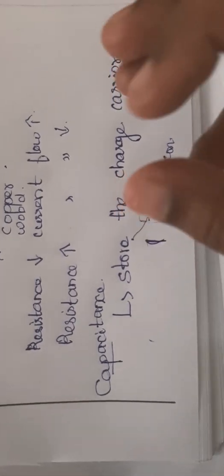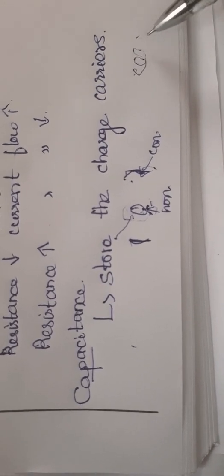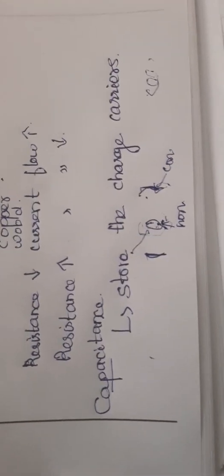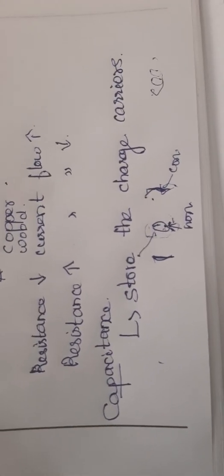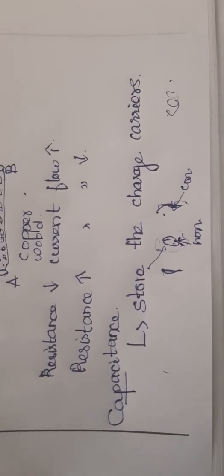Next, an inductor stores the energy in the form of a magnetic field. So you want to know about these basic things: what is voltage, what is current, what is resistor, what is capacitor and what is inductor.